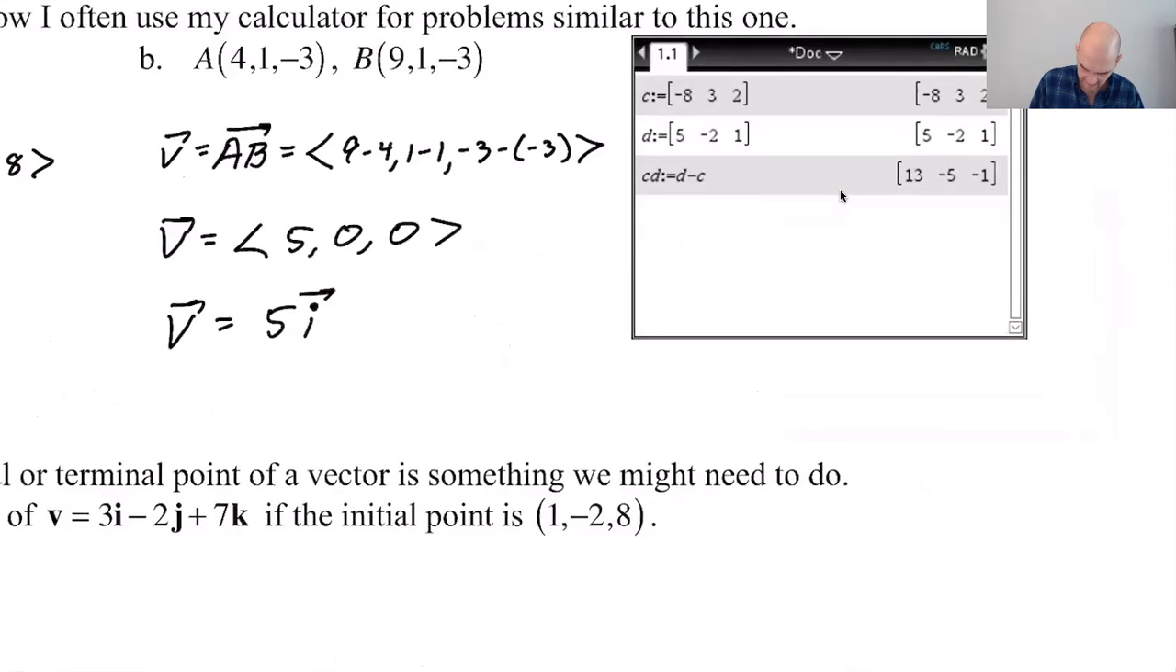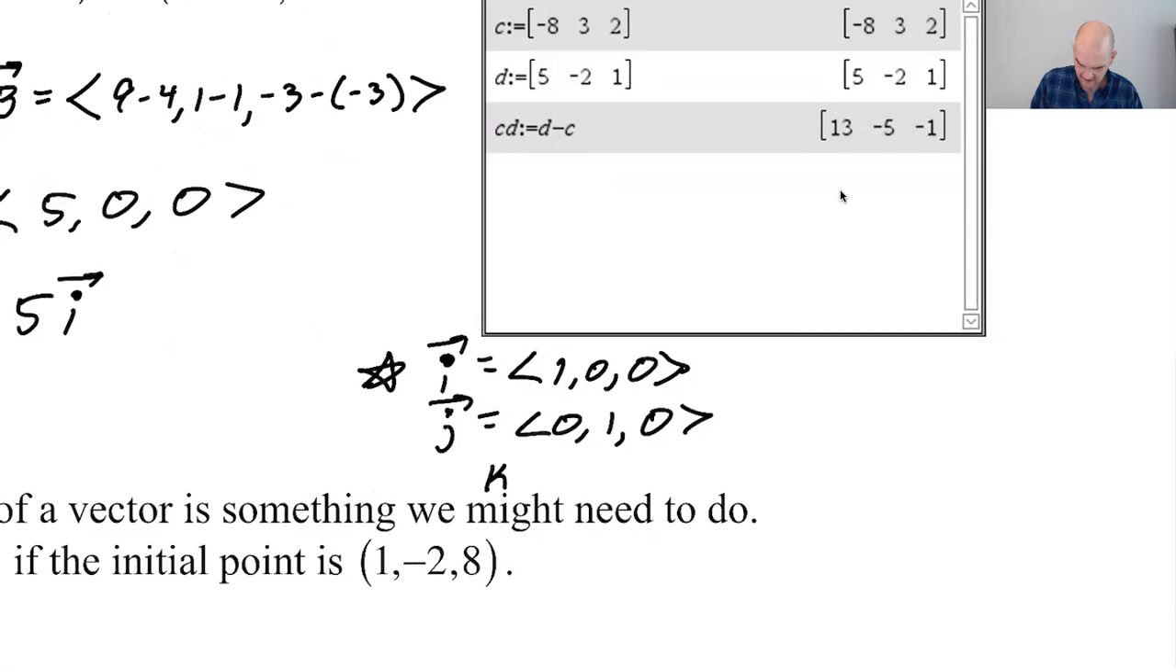Just in case you've forgotten, i is 1, 0, 0 and defines the x-axis. j is 0, 1, 0 and defines the y-axis. And k is 0, 0, 1, your z-axis. So x, y, and z.